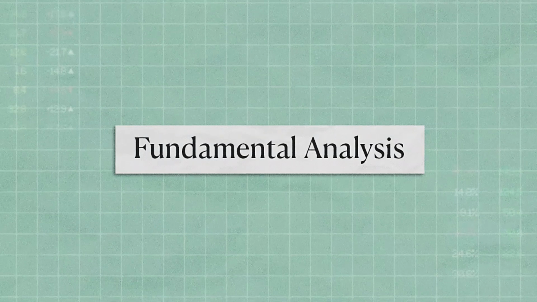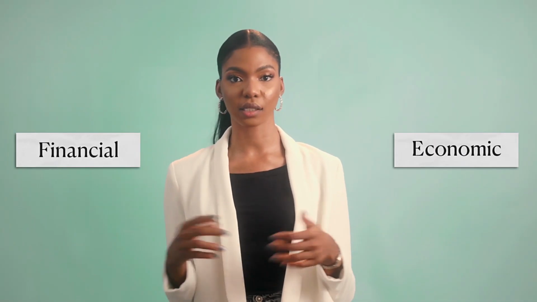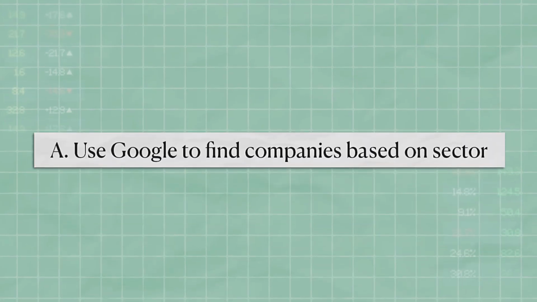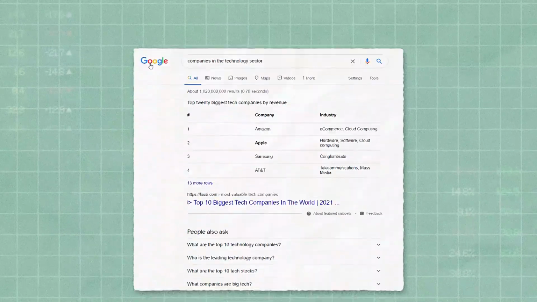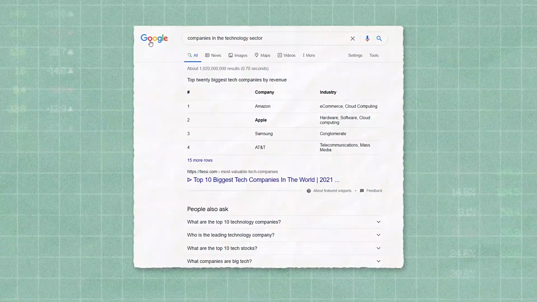The second analysis you can do is a fundamental analysis. It involves studying a company based on anything that can affect the price of the stock, either economic or financial factors. Warren Buffett encourages every investor to also do some form of fundamental analysis. To begin a fundamental analysis, you start by, A, using Google to search for companies within a particular sector you're familiar with or interested in. For example, if you type companies in the technology sector in Google, it will bring out a list of available companies, and from there, you can choose the ones that interest you.